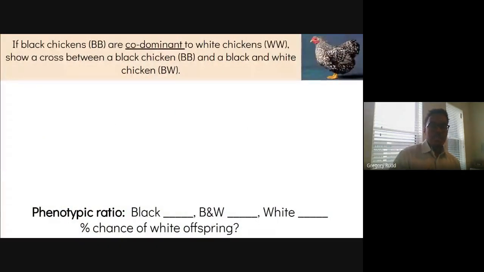If black chickens with the genotype BB are co-dominant to white chickens with the genotype WW, show a cross between a black chicken and a black and white chicken. So here with co-dominance, you're noticing something new. We're using two different letters for our alleles. Instead of a capital B and a lowercase b, or a B and a B prime, now we're using a B and a W. So two different letters for our different alleles here.